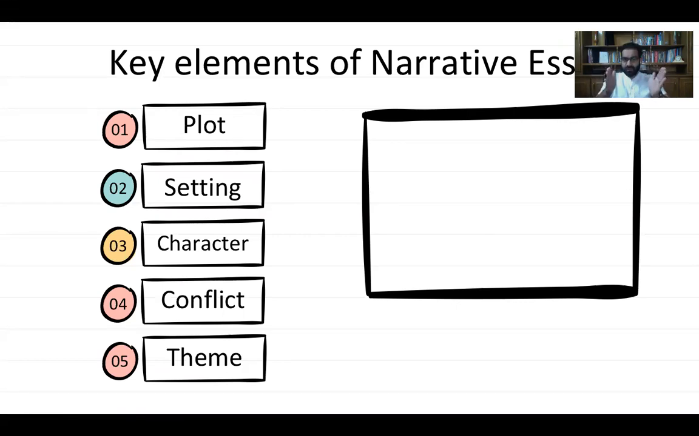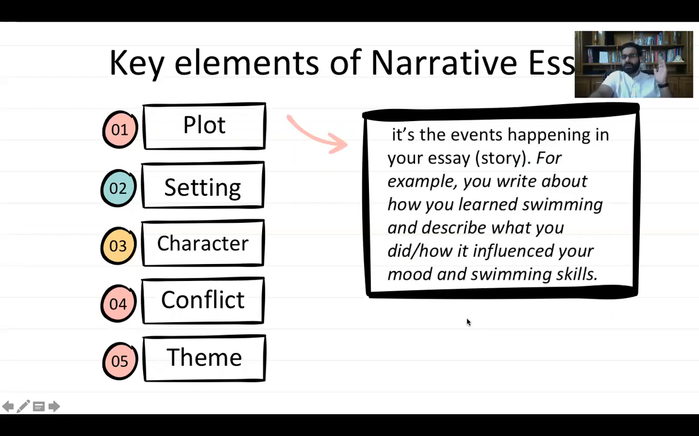So what should be exactly a narrative essay? Number one, you got a plot over there. So what is the plot, by the way? Excuse me. It's the event happening in your essay or story. For example, you write about how you learned swimming and describe what you did, how it influenced you, how it influenced your mood and swimming skills. So it is the basic plot. So this is basically what you have to revolve around. You cannot go out of this box. You have to maintain the content within this box.